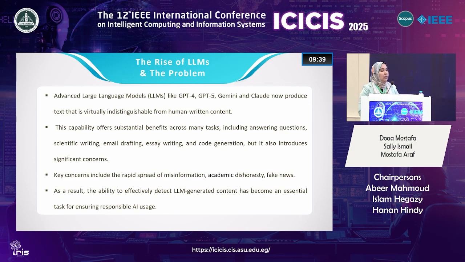Advanced large language models such as GPT-4, GPT-5, and Gemini now produce text that is virtually indistinguishable from human written text. This capability offers additional benefits across many tasks, including answering questions, scientific writing, drafting mail, and code generation, but it also introduces significant concerns, such as the rapid spread of misinformation, academic cheating, fake news, and fake reviews. As a result, the ability to effectively detect large language model generated content has become an essential task for ensuring responsible AI usage.